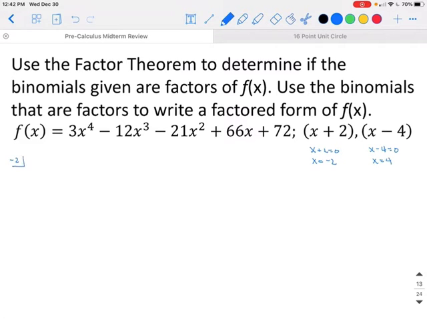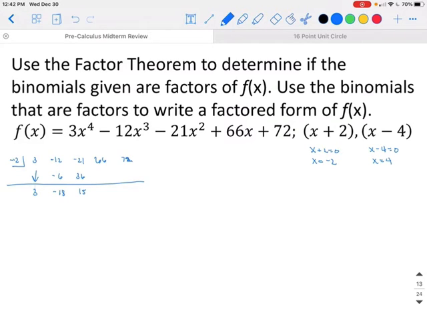So if we check negative 2 first, we're just going to pull down the coefficient. Remember, if there's any exponents that are skipped, you do need to put in a 0 as a placeholder. We do not skip any coefficient or any exponents on this one, so we do not have to put any placeholders in. Remember, you bring the first number straight down. Negative 2 times 3 gives us negative 6. If we add down, we're going to get negative 18. Negative 2 times negative 18 is going to give us a positive 36. Add down, we're going to get 15.